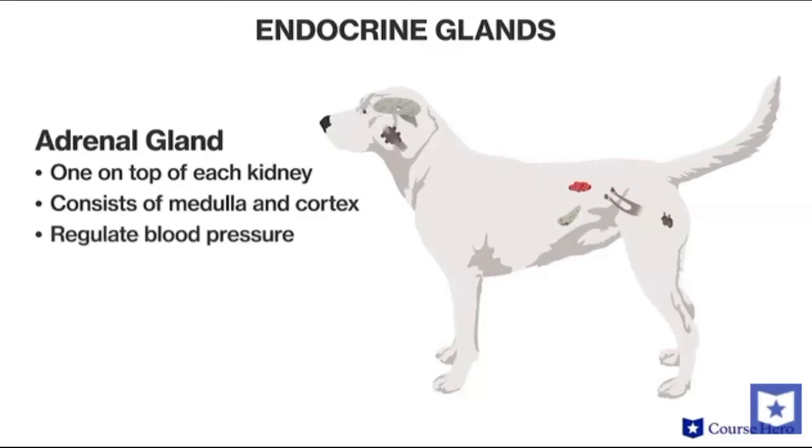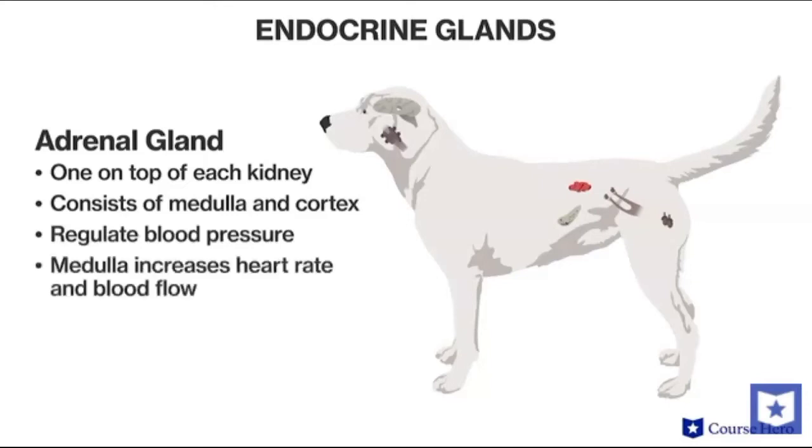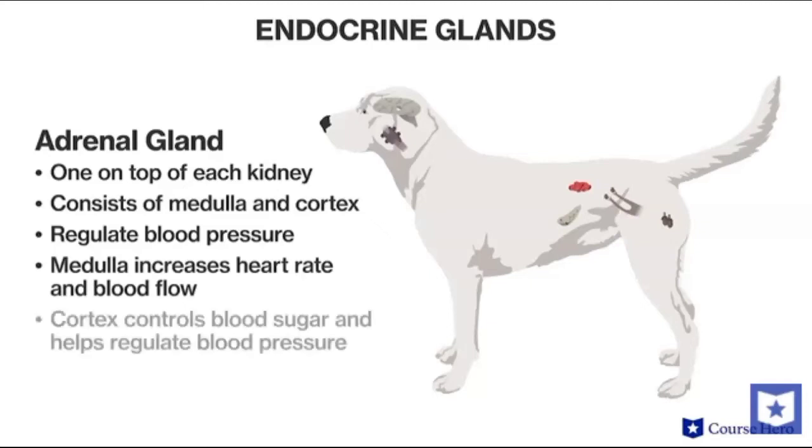The inner portion, called the adrenal medulla, releases hormones such as epinephrine that increase heart rate and increase blood flow to the muscles. The adrenal cortex, found on the outer portion of the gland, helps control blood sugar levels, responds to stressful stimuli, and helps the kidneys regulate blood pressure.